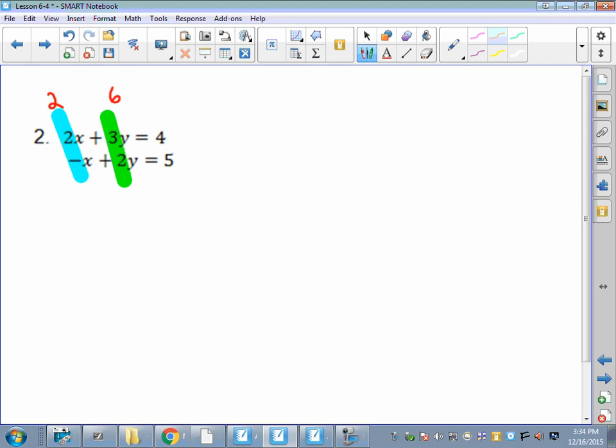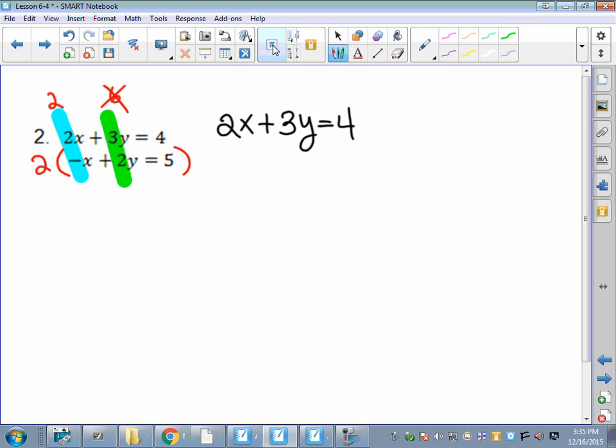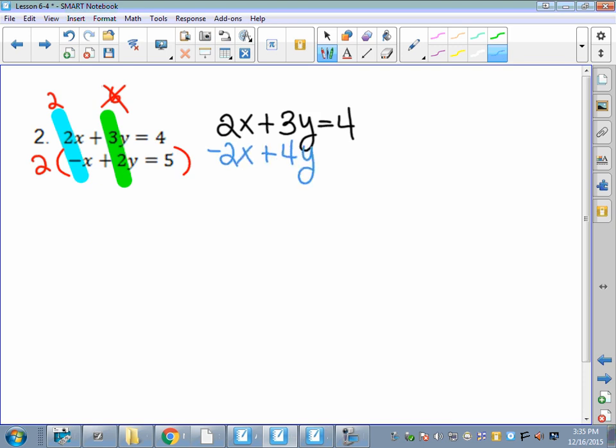So we're going to multiply this bottom equation by 2. And I'm not going to worry about the y's. I'm going to leave the y's. So I'm just going to get those coefficients. My top equation is not going to change. I'm just going to go ahead and rewrite that one. My bottom equation, however, is going to become, when I distribute, remember to distribute to all three parts, negative 2x plus 4y equals 5 times 2 is 10.